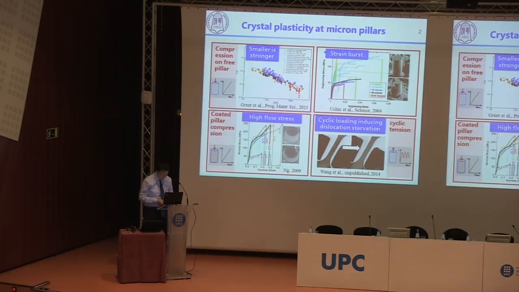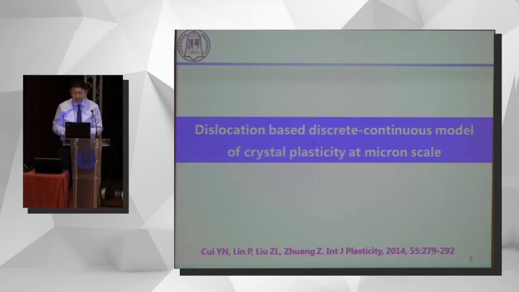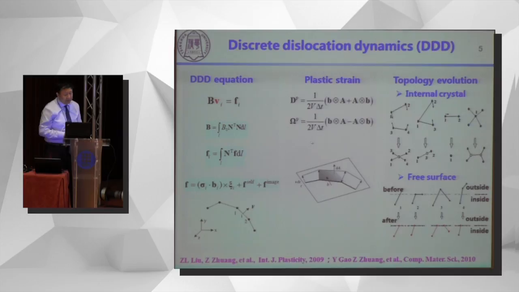First, talking about the dislocation-based discrete-continuum mechanics model for crystal plasticity. For dislocation dynamics, we have the equation for dislocations. This is a balance equation. This is the velocity of the dislocation. This is the coefficient. And from this dislocation motion, we have the force to drive the dislocation to move. During this motion, the dislocation will rotate, and the lattice will also rotate during the finite deformation.